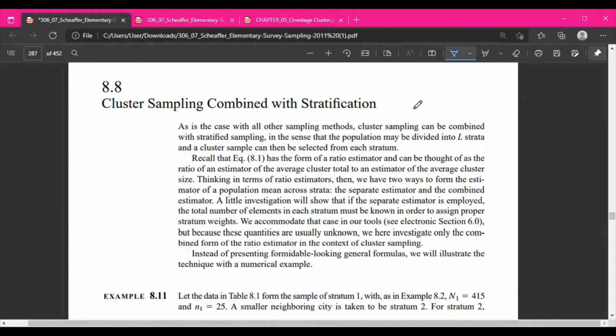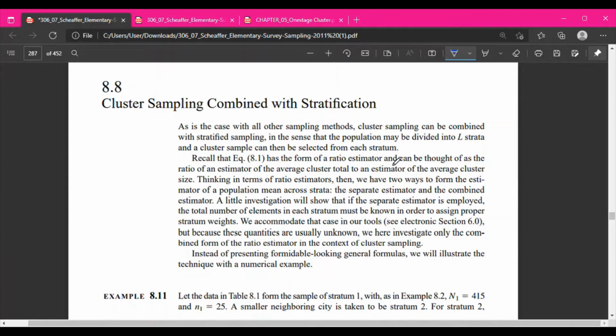Okay, so what it means here, it says cluster sampling can be combined with stratified sampling in the sense that the population may be divided into L strata, and a cluster sample can then be selected from each stratum. First of all, we have a large population. We divide the population into several strata, and then within those strata we select the cluster sample. We divide the elements into several clusters from each stratum. So this is called cluster sampling combined with stratification.